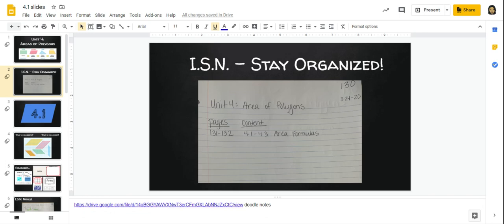And this is just kind of a nice little visual for everybody to have. So if you can print it out, if you have a printer at home, great. You do not have to, but this would be a really great resource if you could print it and then attach it to your Math ISN.